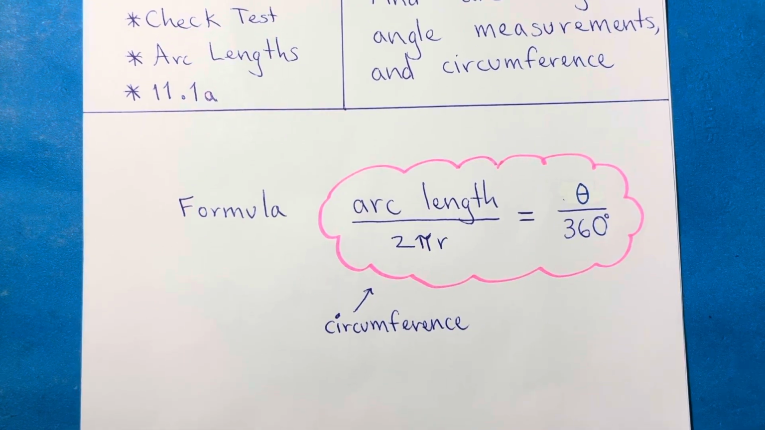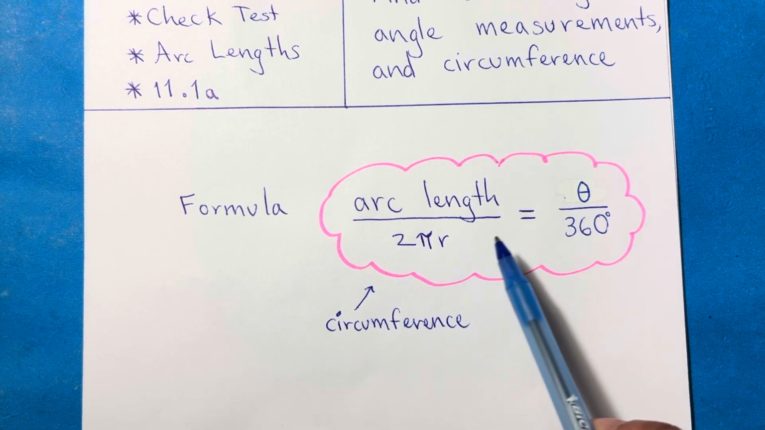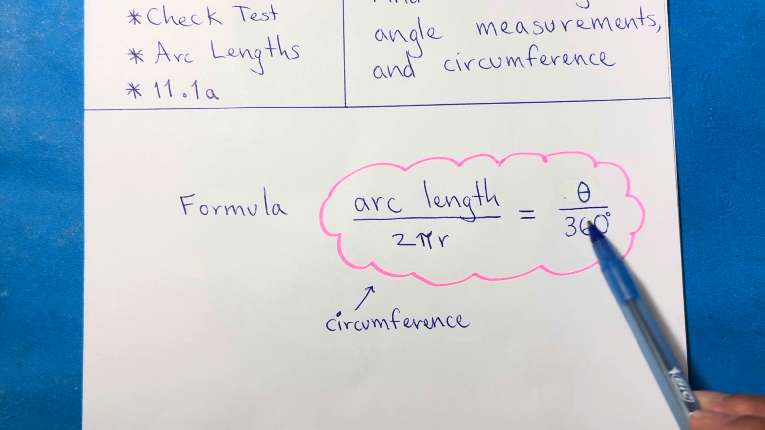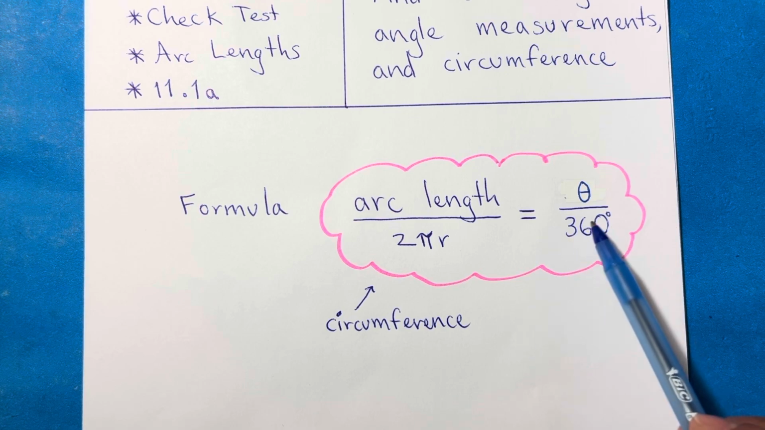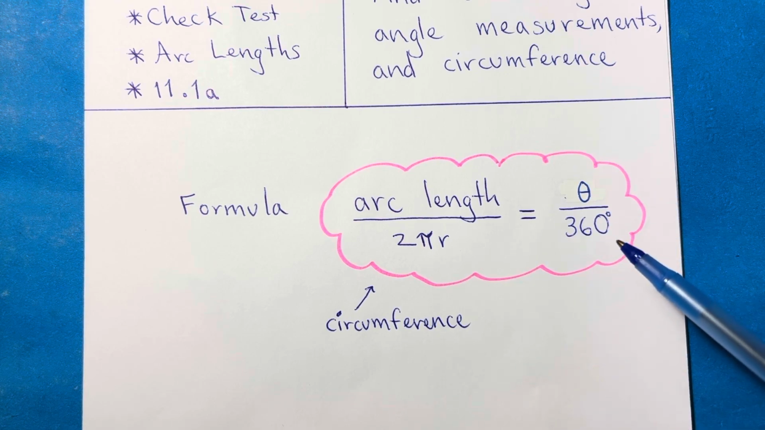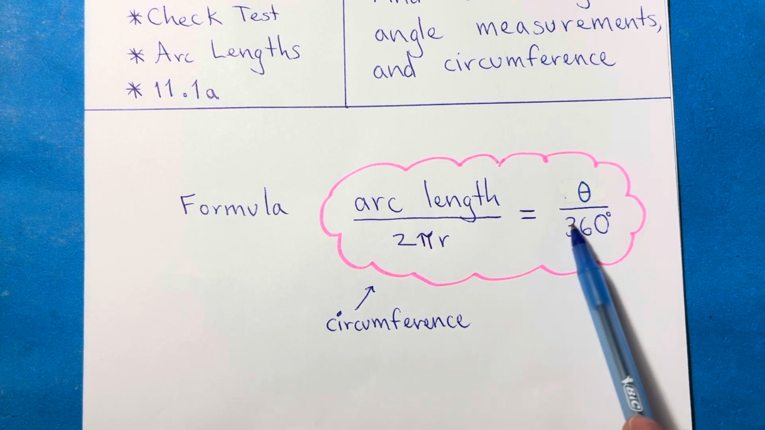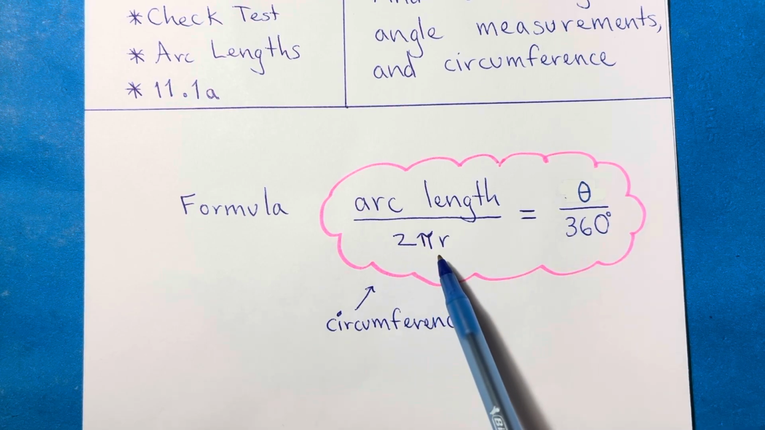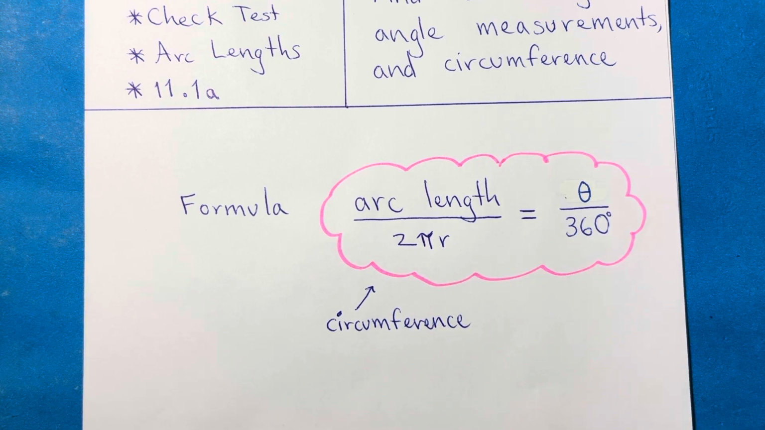We're going to be using this formula, which is arc length divided by the circumference, which is 2 pi r, equals theta over 360 degrees. So we know that any circle has a total of 360 degrees around its circumference, and the total circumference is the distance around that same circle. So that's why you have the totals: total in degrees, total in unit measurement, depending on what you're using, meters, inches, feet, whatever unit you're using, represented for the circumference or distance around that circle.